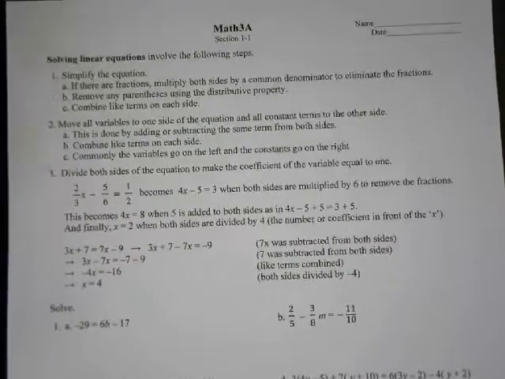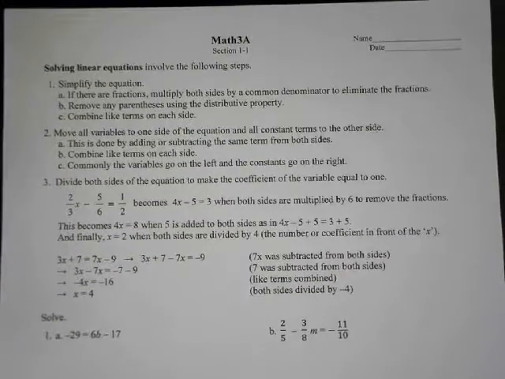So for our first section, this is about solving linear equations. Basically, the idea is you want to simplify the equation. If there are fractions, you want to get rid of those fractions. You want to remove all the parentheses, combine like terms. Then we want to make sure that all variables are on one side of the equation and the constant terms are on the other side. This can be done by adding or subtracting the same term from both sides.